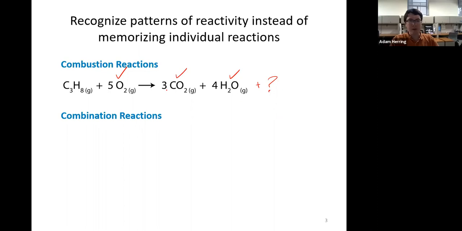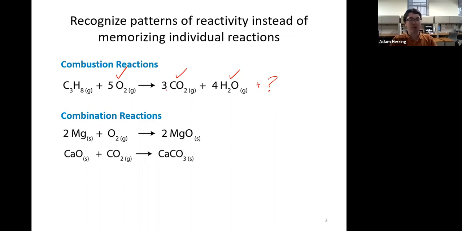Our second type of reaction pattern is what we call a combination reaction. As the name implies, a combination reaction is when we combine 2 substances to form 1 substance. So in this case, we've taken and we've added magnesium and oxygen to form magnesium oxide. We could also take and combine 2 different molecules. So in this case, we have calcium oxide and carbon dioxide, which combine to form calcium carbonate. The number in front of our products does not matter. Rather, what is important is that we're taking multiple components and combining them into 1 component.